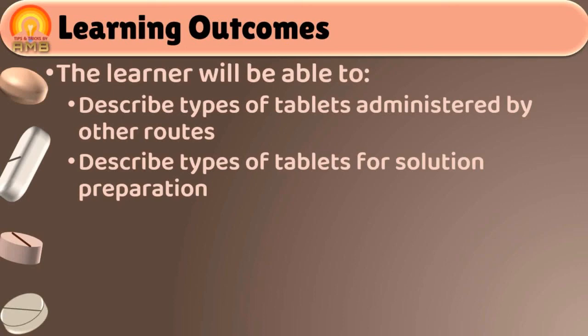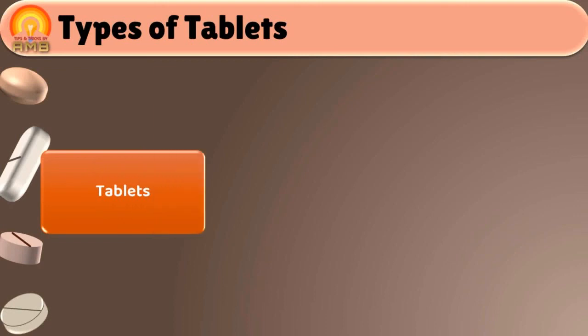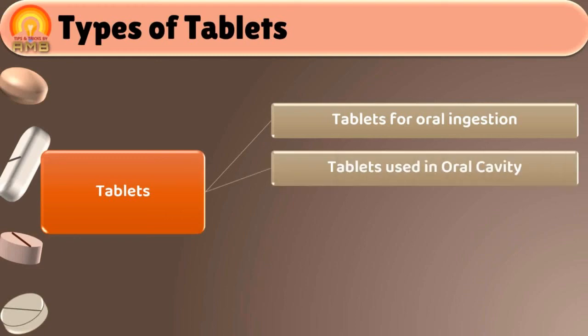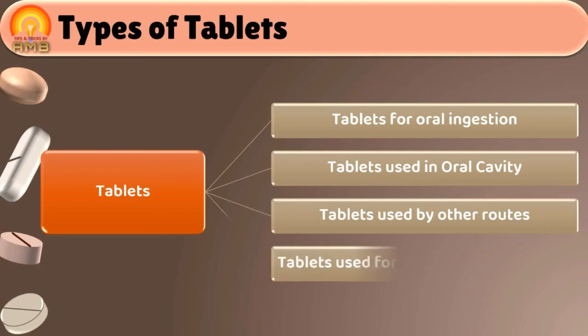Already in the previous presentation we had discussed that tablets are solid, flat or biconvex disc unit dosage forms prepared by compressing a drug or a mixture of drugs with or without excipients. We also discussed that tablets are broadly classified into four types: tablets for oral ingestion, tablets used in oral cavity, tablets used by other routes, and tablets used for preparation of solution.